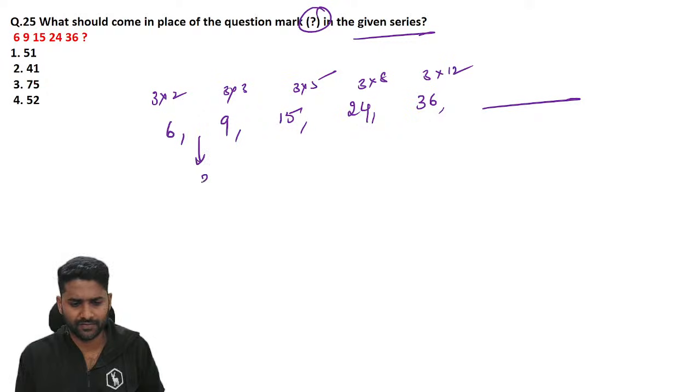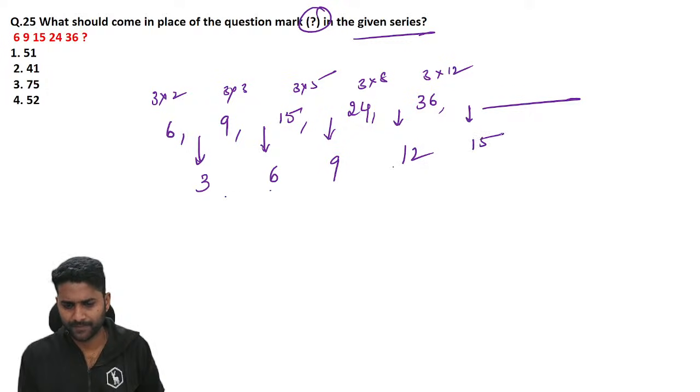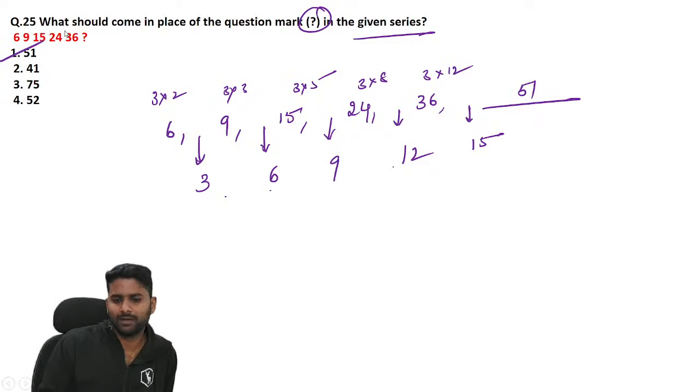Or you can find the difference also. 3, 6, 9, 12, and 15. So the sum of these two numbers is exactly equal to 51. Clear?